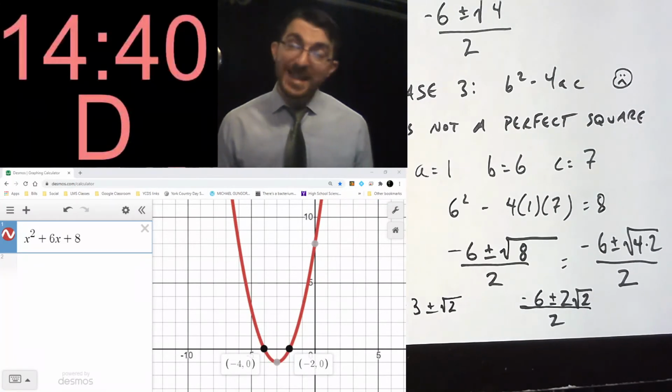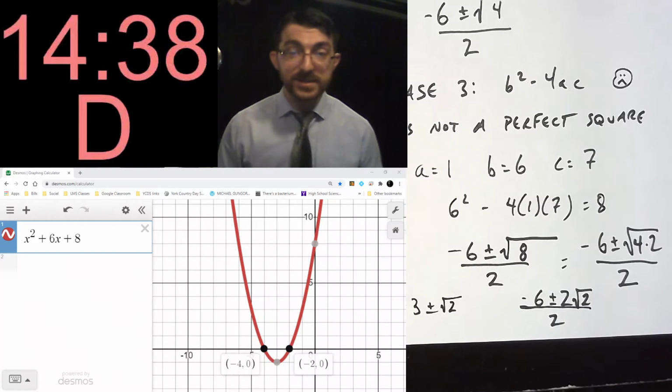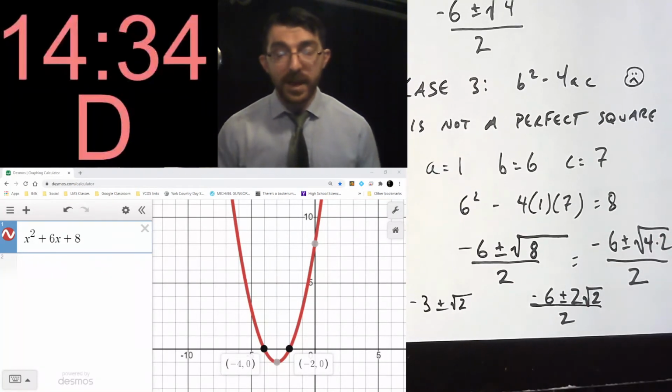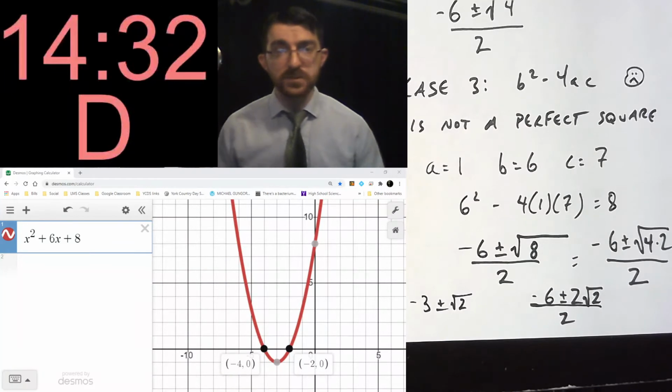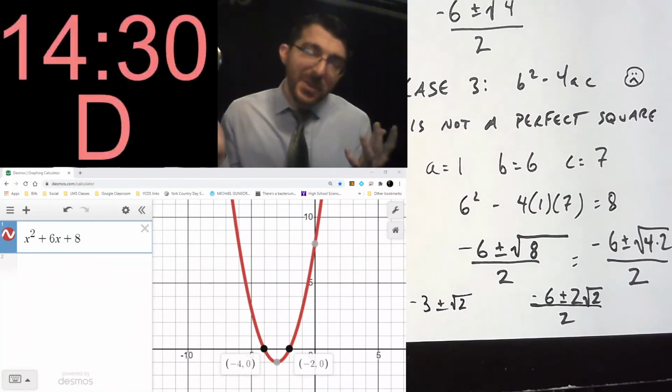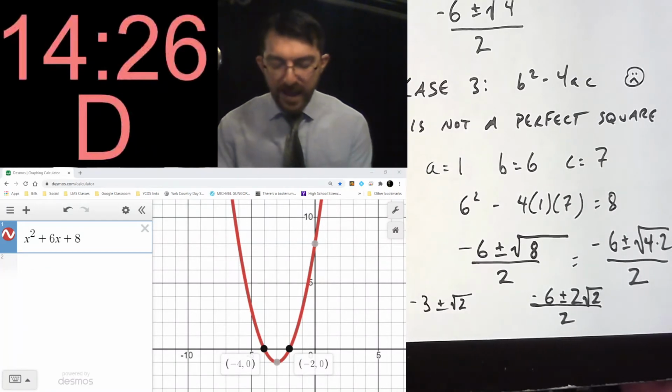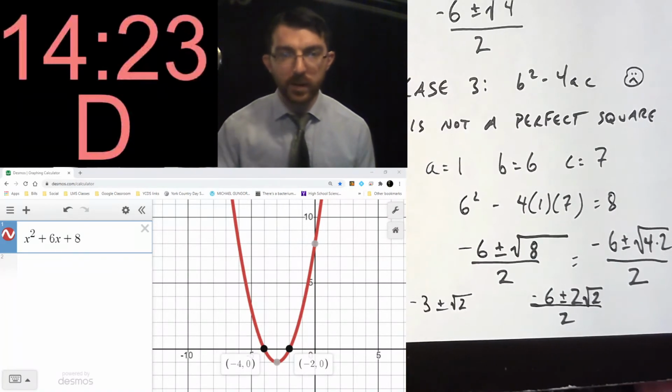That right there is how you need to leave it, because if you were to get, sorry, the minus sign's not visible. If you were to get a decimal approximation for the square root of 2, it's no longer exact, and that makes the math teacher sad. So we're just going to leave it as minus 3 plus or minus the square root of 2.